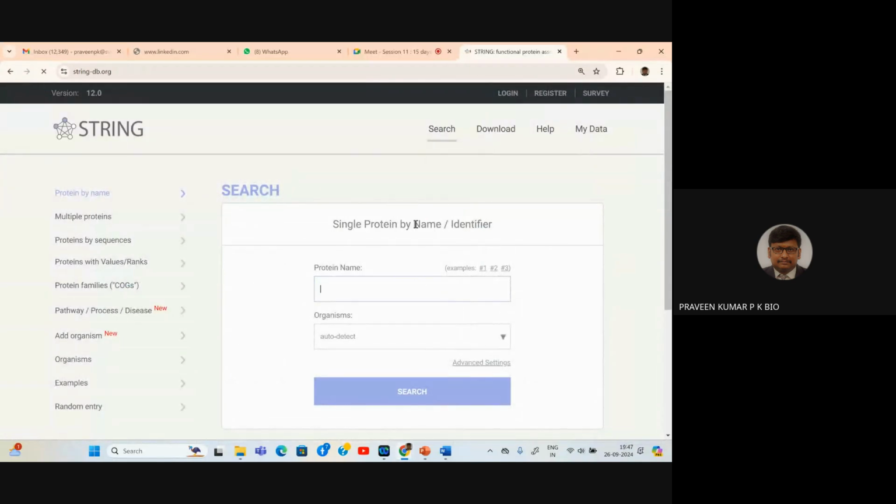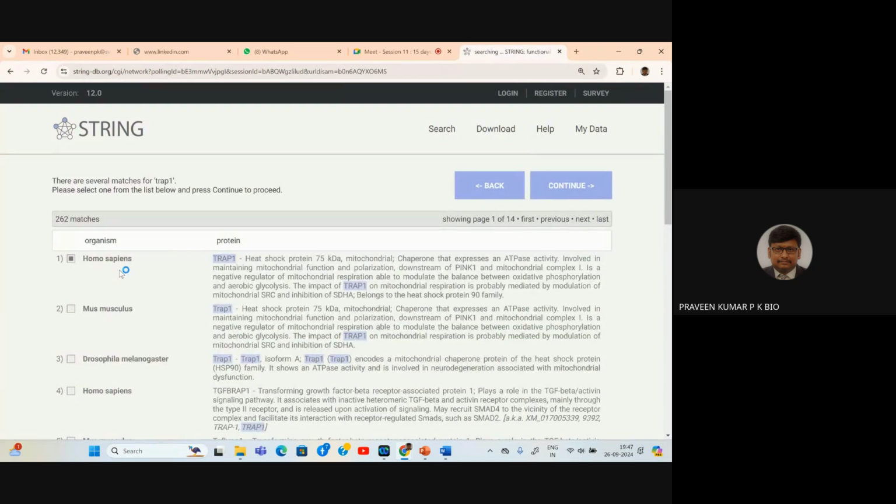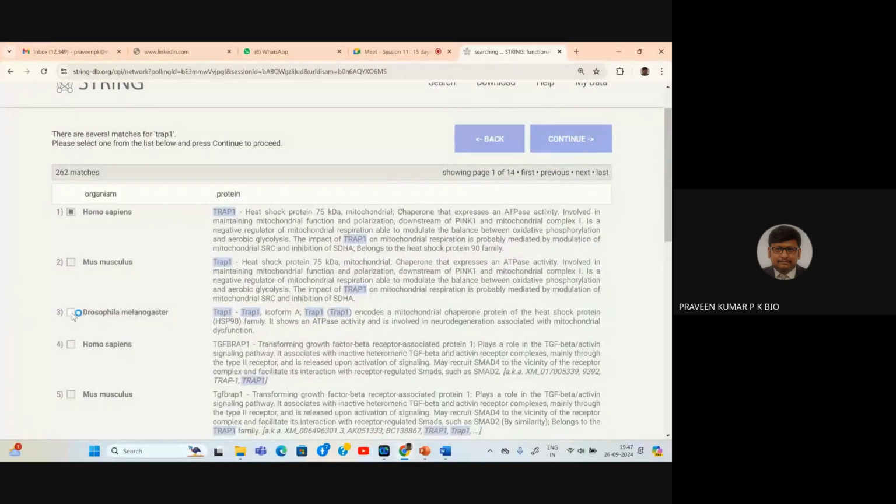If you want to open protein-protein interaction networks, for example, initially I'm going to type TRAP1. TRAP1 is tumor necrosis factor receptor associated protein 1, which is heat shock protein 75. For heat shock protein 75, I just type TRAP1 as the keyword. By default it selects Homo sapiens, but you also have 261 different species. If you want to see Homo sapiens, one can click continue. But if you want to see Drosophila melanogaster, just a fruit fly, I click continue, and you can see the same HSP75 in the fruit fly.